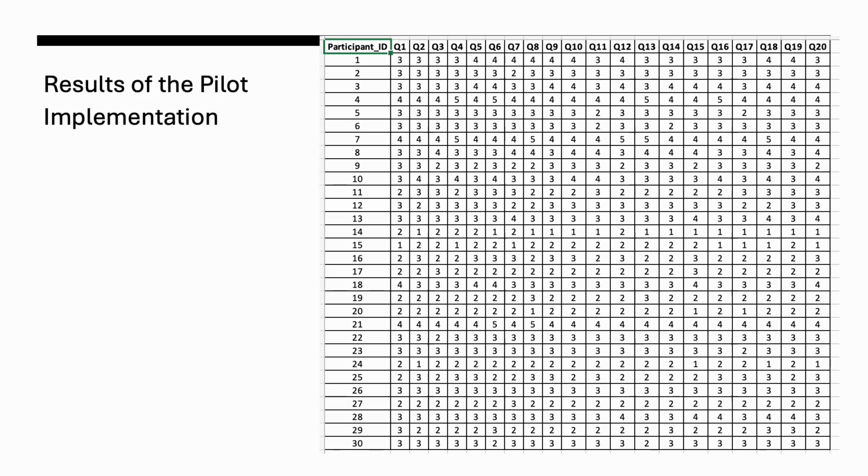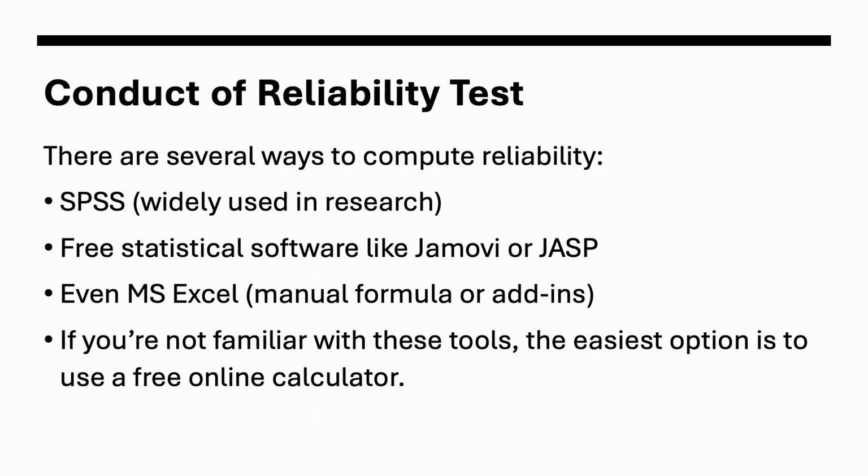Each row corresponds to one respondent, and each column represents one of the 20 questions in the research instrument. To conduct a reliability test, you have multiple options. You can use SPSS, or free tools like Jamovi and JASP. If you prefer Excel, you can compute Cronbach's Alpha manually or with add-ins. But if you're not comfortable with these, the easiest way is to use a free online calculator.